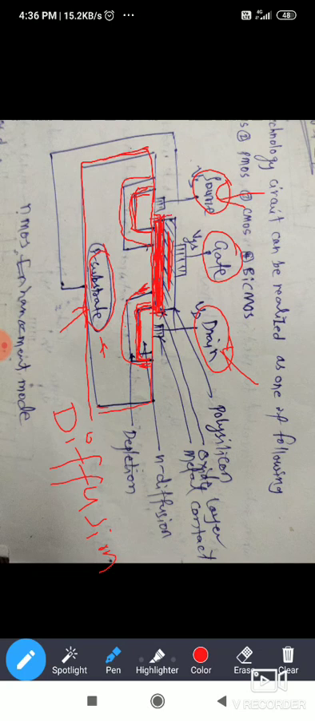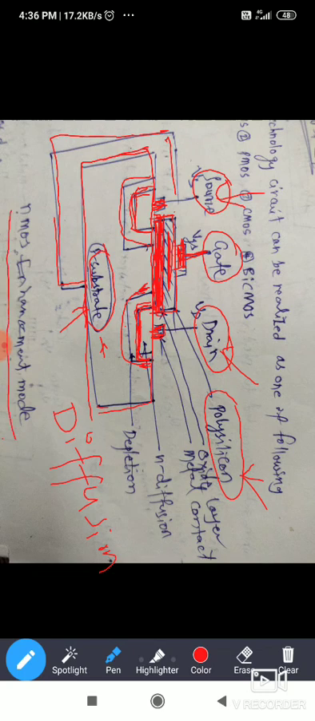After that we will deposit the gate. That material is called polysilicon. We use polysilicon for the gate connection, and after that you will use metal for the connections. This connection is called metal. Here also the drain has a metal connection. Here also a metal connection, and this substrate is connected to the source. This is for the NMOS enhancement mode MOSFET.